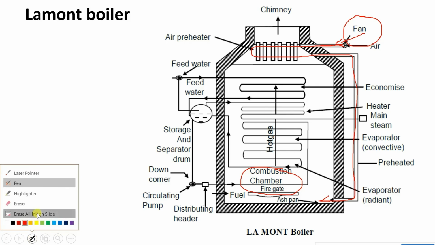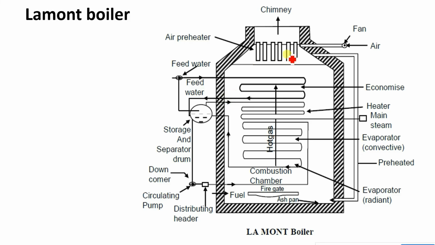So now, for the first time, you are able to see the air preheater. The air preheater is an accessory. We have already seen the economizer and superheater. The superheater is also an accessory, and the economizer is also an accessory. But evaporator tubes are generally called boiler tubes.